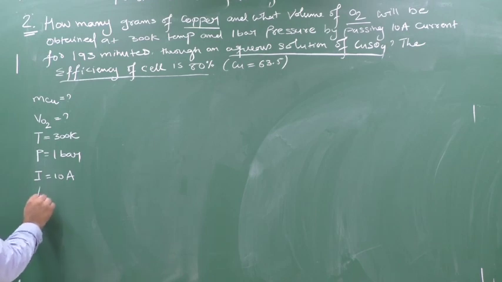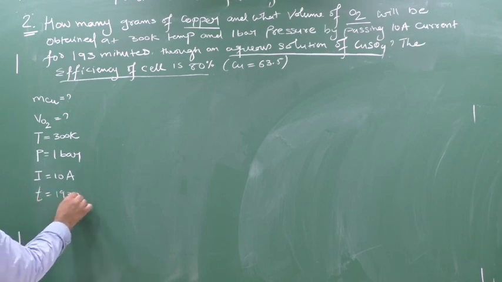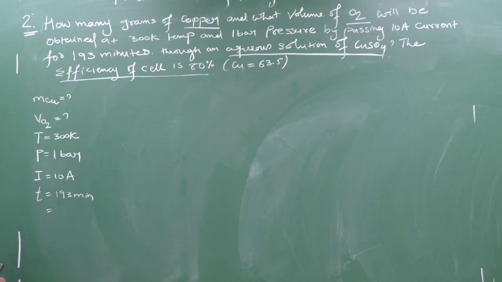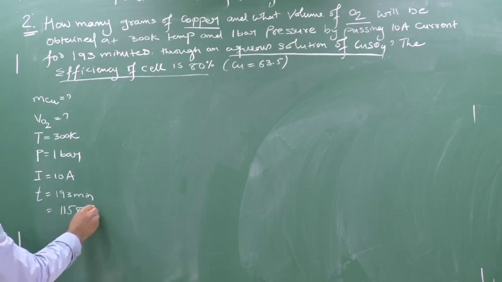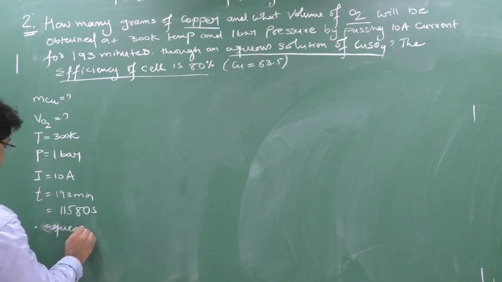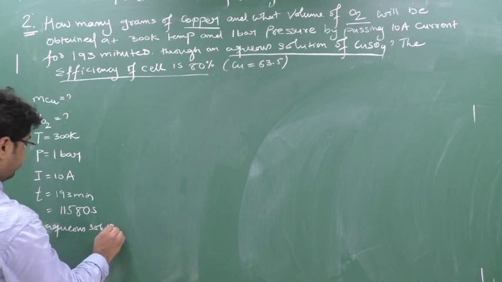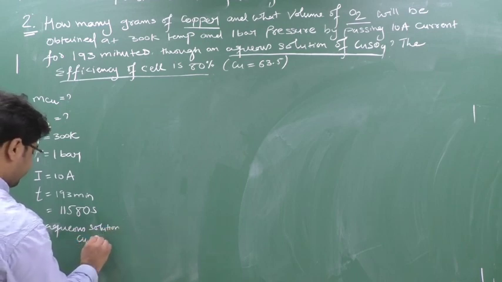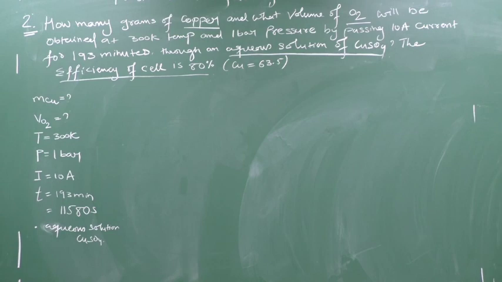For 193 minutes, so time given is 193 minutes, but we know time should be calculated in terms of seconds. So 193 into 60, 11580 seconds. Clear? Through an aqueous solution of CuSO4, the electrolyte they have given is CuSO4, aqueous. Okay, and I told you the story of aqueous solution of CuSO4. Detail I will explain in future classes. In this chapter itself it will come, so don't worry.